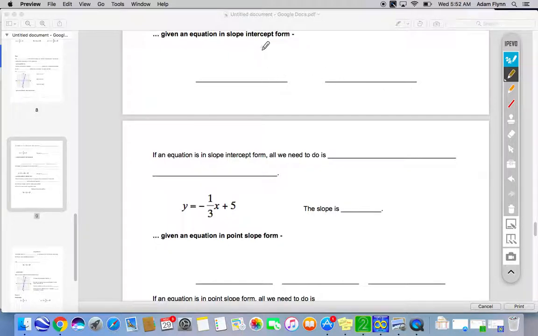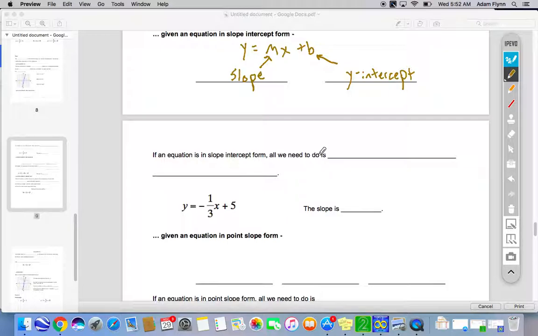Okay, now we'll take a look if we're given an equation in slope-intercept form. So slope-intercept form is y equals mx plus b, where b tells us what our y-intercept is without even doing anything. No math involved at all. And m tells us what our slope is. Okay, so if we're given an equation in slope-intercept form, we don't even have to do any math. All we have to do is look at what number is being multiplied by our x.